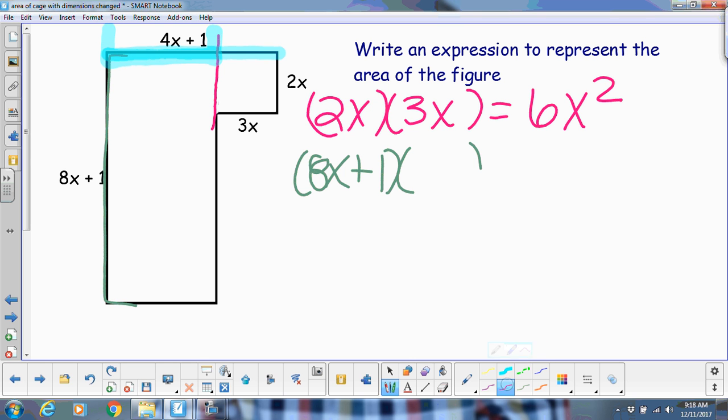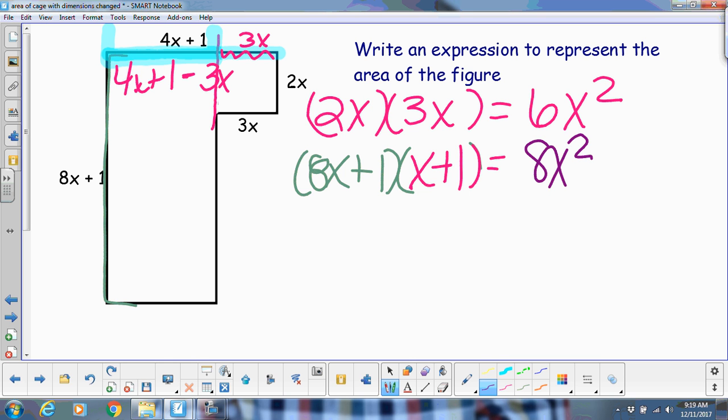So I do 4x plus 1 minus what? What other one goes this way? 3x. This part right here is 3x. The whole thing is 4x plus 1. So I do 4x plus 1 minus 3x. What is 4x minus 3x? x plus 1. Okay, and now let's multiply that out. All right, 8x squared. This is plus 8x, and plus 1x gives me what? Plus 9x, and then 1 times 1 is 1.